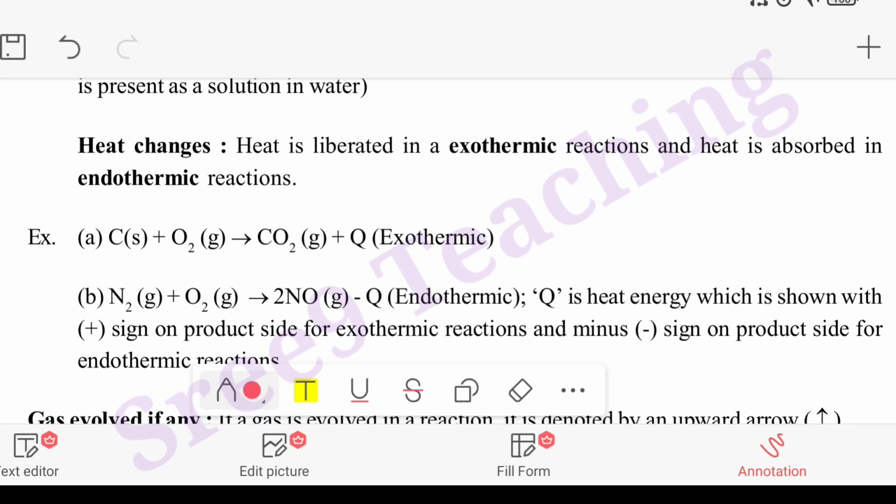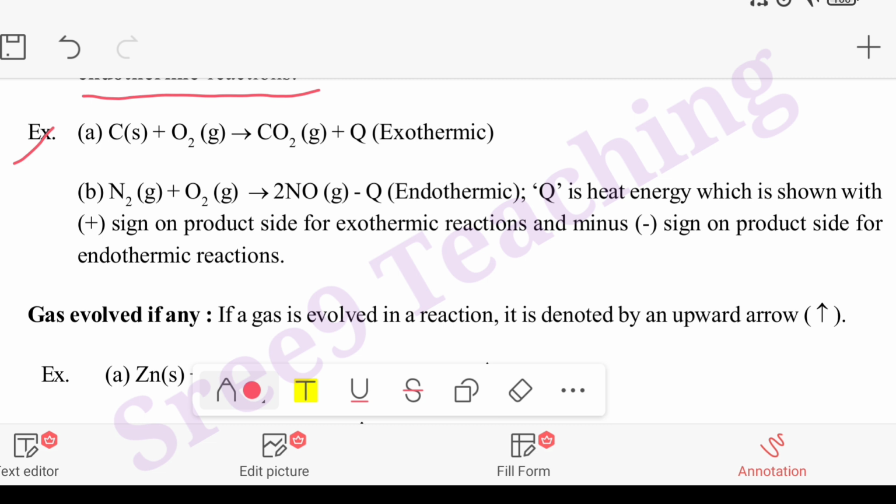Now let us see the reactions depending on the heat changes. Here let us see what heat changes are. Now see, heat is liberated in an exothermic reaction and heat is absorbed in endothermic reactions. So there are two types of reactions. One is exothermic and another is endothermic. So here see the example.